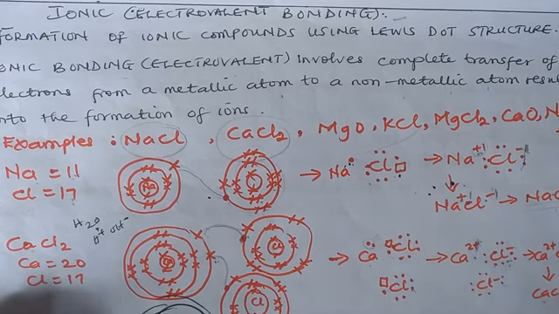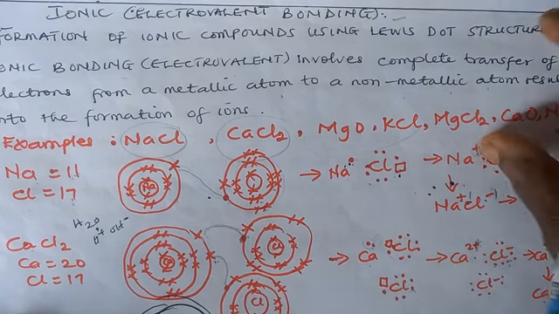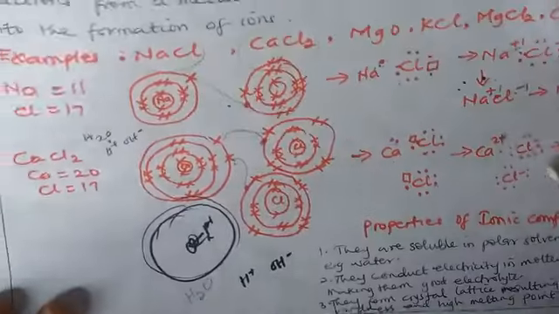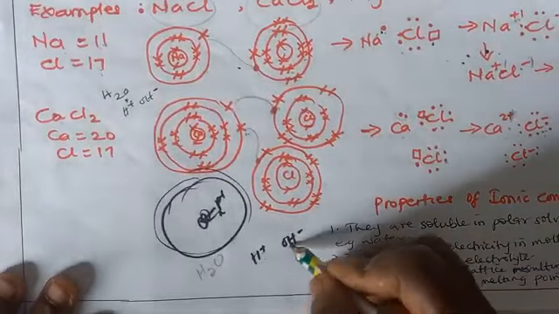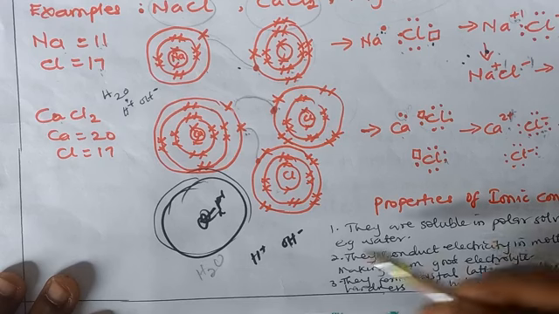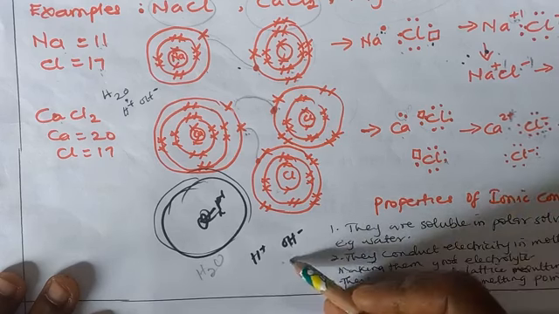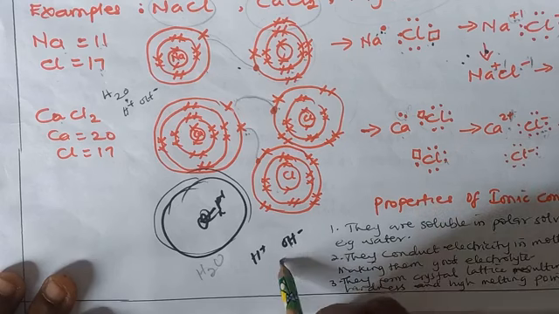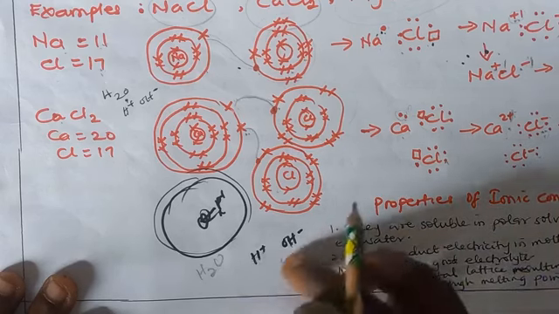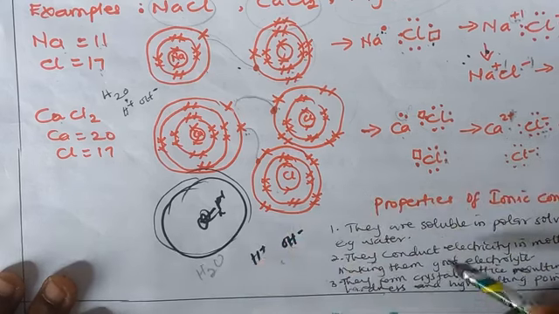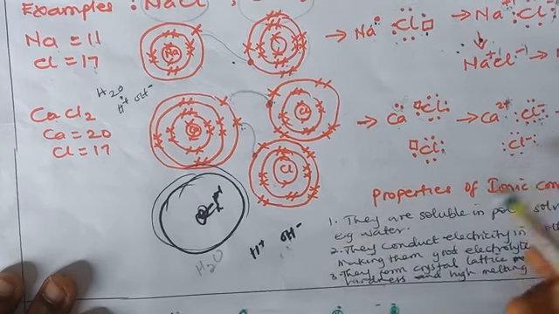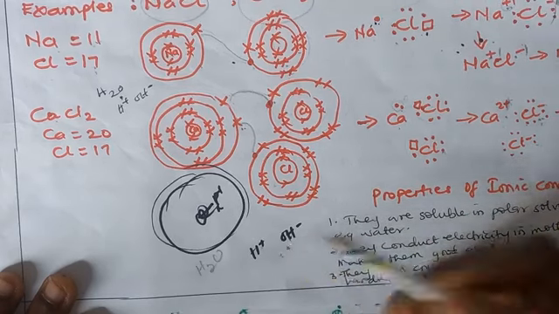Now we can see here that because ions are formed in an ionic compound, they are soluble in polar solvents like water. Water actually has 2 poles. We have the positive pole and the negative pole of water. So any substance that will be soluble in water must also have ions. That's why most ionic compounds are soluble in polar solvents like water, that is, they have poles, positive and negative poles. So they are not soluble in organic compounds.